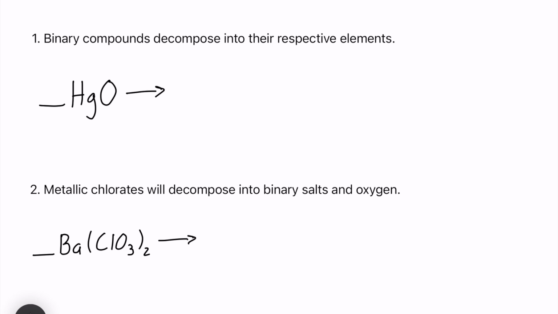The first rule is that binary compounds decompose into their respective elements. Right now we have HgO, which consists of mercury and oxygen. So let's write down the 2 elements that make up this compound: mercury and oxygen. Whenever oxygen is alone, remember it's O2. Let's finish by balancing it: we have 2, 1, and let's put a 2 in front of mercury. That looks good to me.